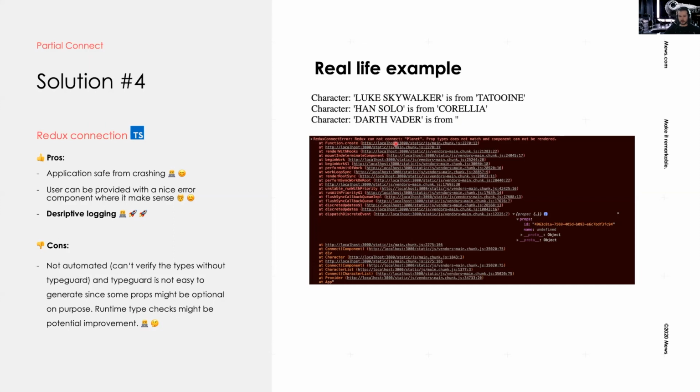So we have a very nice error that the planet cannot be rendered because the prop types don't match. And the props that have been passed there are an existing ID, but a non-existing name. So we are way closer to debugging. The only disadvantage of this approach is that it's not automated. We don't have any kind of runtime type checks, but in future, we are looking into automating it so we don't even need to write a single type guard for the components.